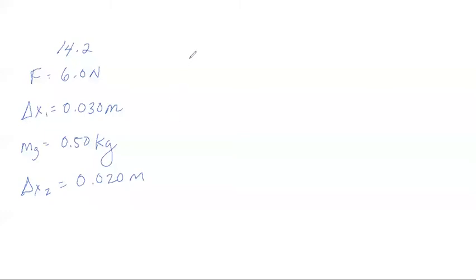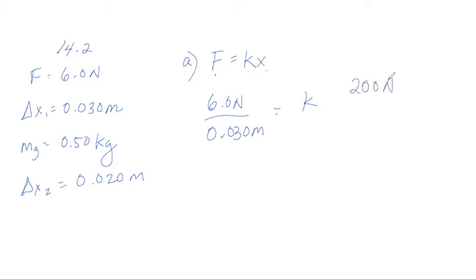Okay, A. From Hooke's law, we know F equals Kx, where F is the force, K is the spring constant, and x is the displacement from the equilibrium position. So 6.0 newtons divided by 0.030 meters equals K. K is going to equal 200 newtons per meter.